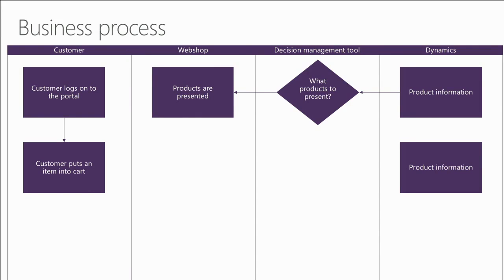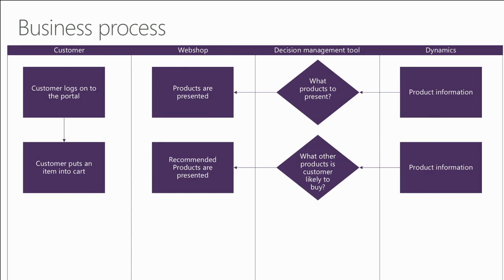And then the customer puts the item into the cart. Again, the product information comes from Dynamics. Another decision needs to be made here. So what other products is the customer likely to buy, right? Again, the same thing. Somebody needs to make this decision. The key point is the decision needs to be taken somehow. Whatever products are recommended, they are presented.